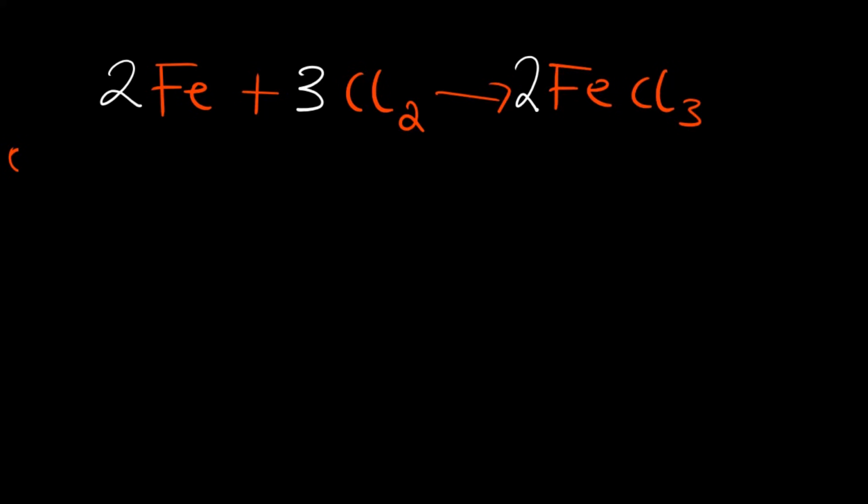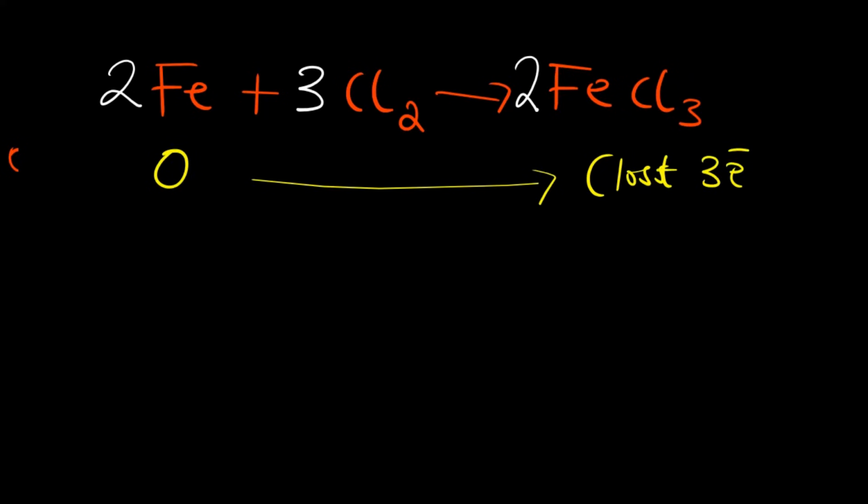Now if I look at the whole equation, the oxidation number for iron there is 0, but after the reaction happened, iron had to lose 3 electrons. How do I know? Because of that 3 plus there. So there was a change from 0 to 3.